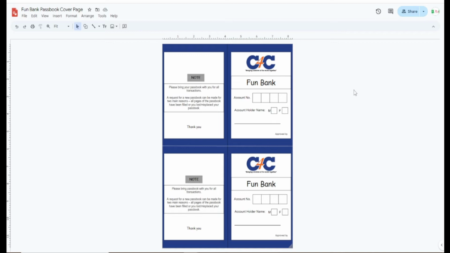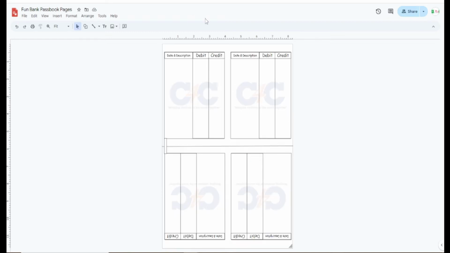So this is the cover page of the passbook. As we know, a passbook is there for every account holder. He will have the passbook, and this is its cover page. It's an A4 size, and in the A4 size we get 2 passbooks. And these are the inner pages.